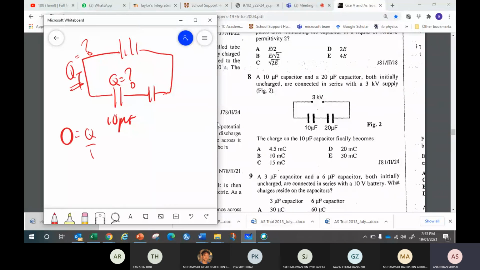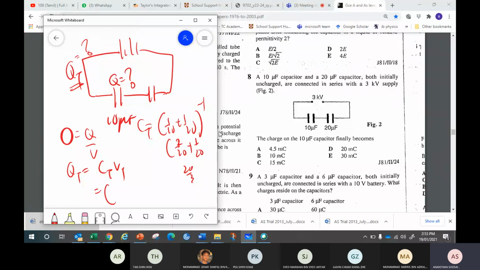C equals Q over V. So Q total is C total times V total. That is your charge stored in the 10 microfarad. So what is C total? The capacitors are 10 and 20, so of course, 1 over 10 plus 1 over 20, then take the reciprocal. You get 20 over 3. Your total capacitance is 20 over 3.